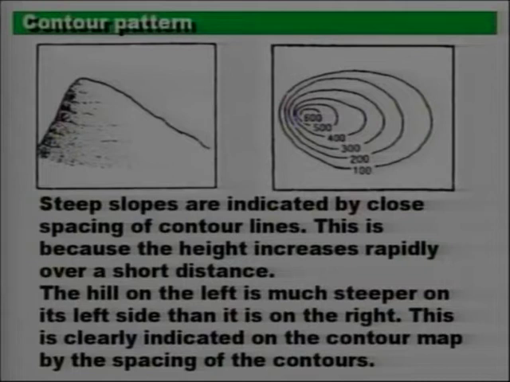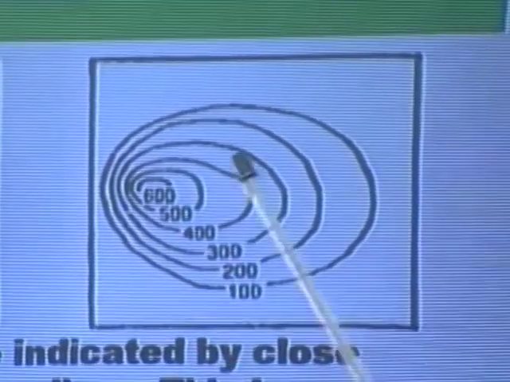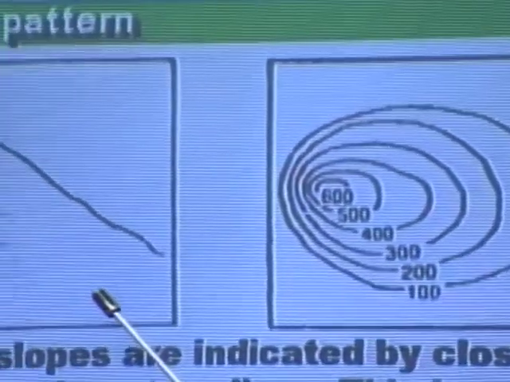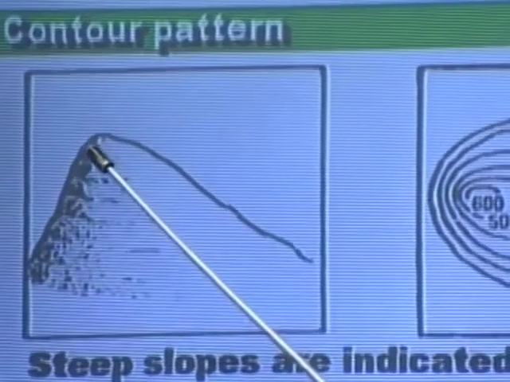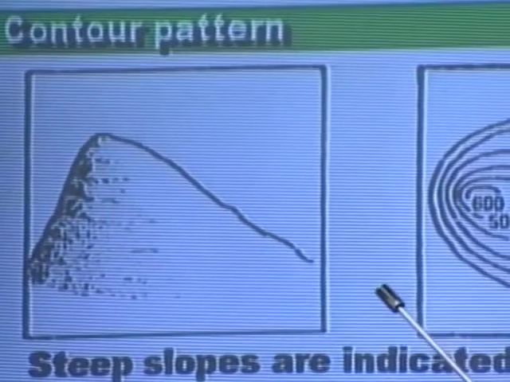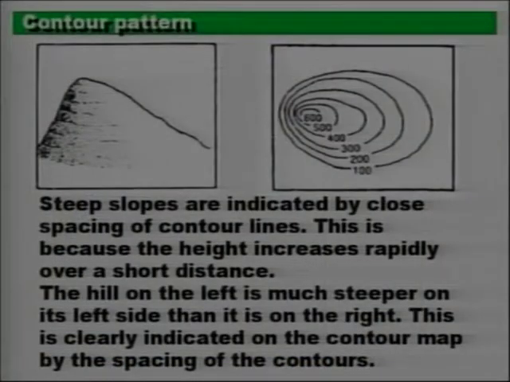You also have contour patterns whereby on one side of the pattern, the lines are so close together, and on the other side, the contour lines are further apart. When you have a contour pattern like that, the feature has a steep slope where the contours are close together and a gentle slope where the contours are further away from each other. This feature is called an escarpment.